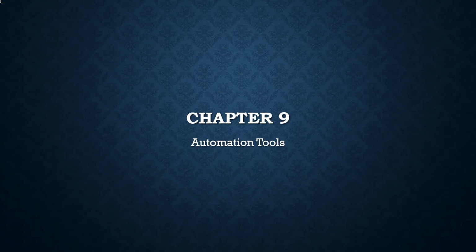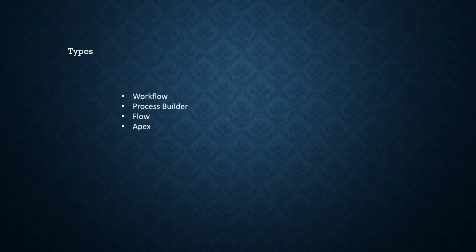Chapter 9 Automation Tools. Automation tools in Salesforce, according to their name, help to automate the processes in Salesforce. They help to improve the efficiency of the functionalities or the processes which are present in Salesforce. There are different types of automation tools like workflows, process builders, flows, and Apex.